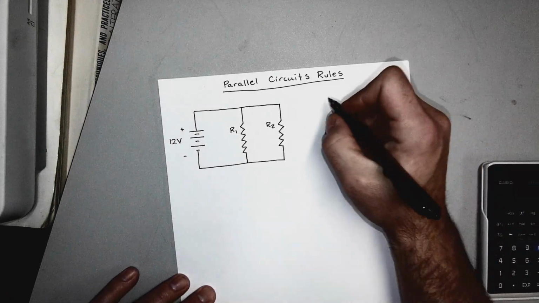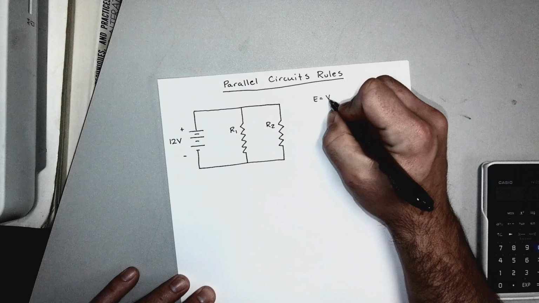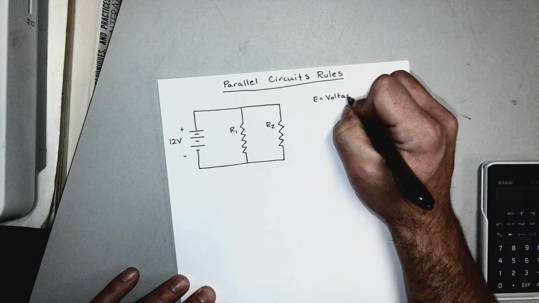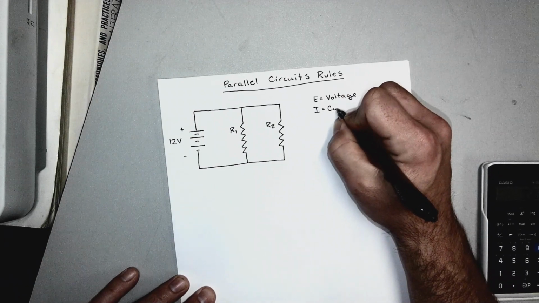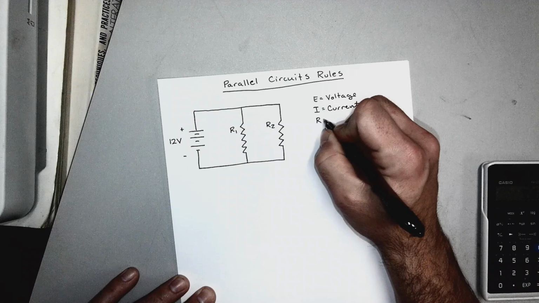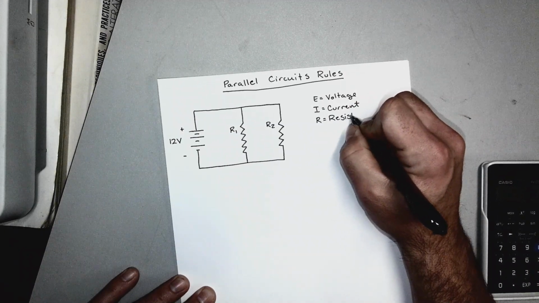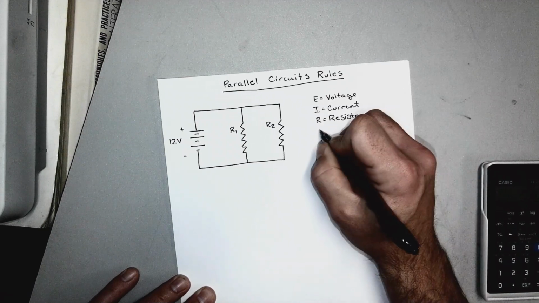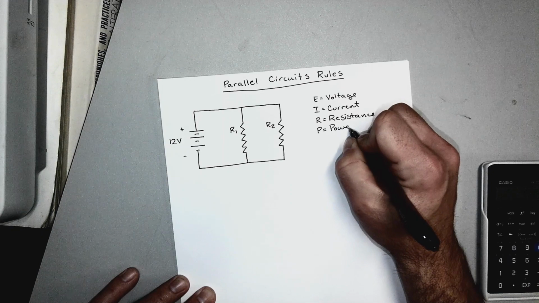And just to remind everyone, E is the variable that we use for voltage. I is the variable that we use for current. R is the variable that we are going to use for resistance. And finally, P is the variable that we use for power.